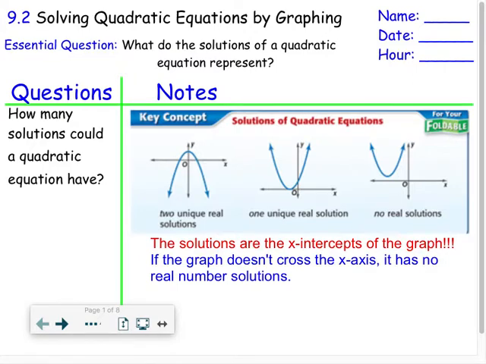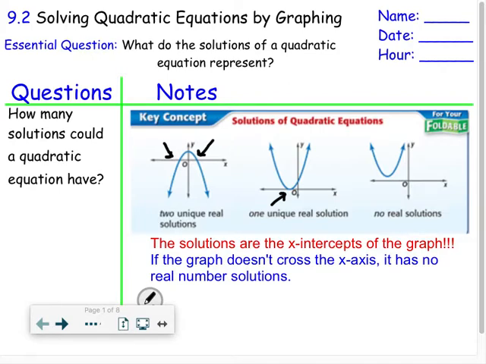Now, underneath this key concept box, I explained that the solutions are the x-intercepts of the graph. So where the graph crosses the x-axis, those points represent the zeros or the solutions to the quadratic equation. So the first graph has two x-intercepts. So there's one x-intercept here, and there's one over here. The second graph has only one x-intercept, and the third graph doesn't have any.